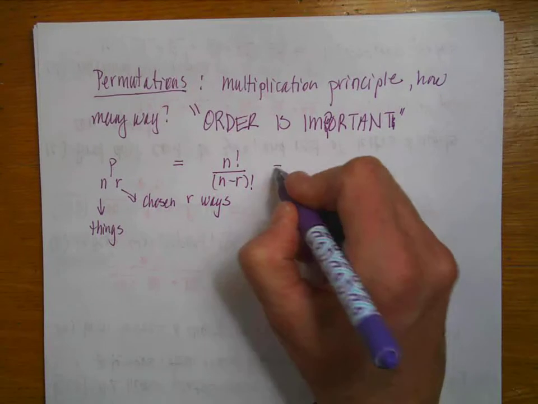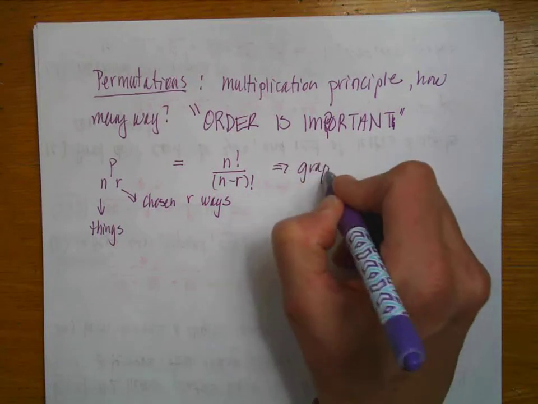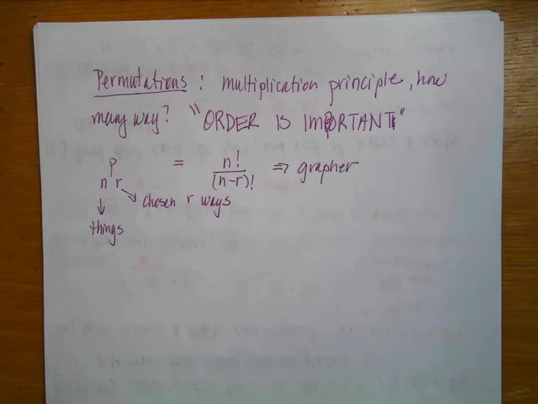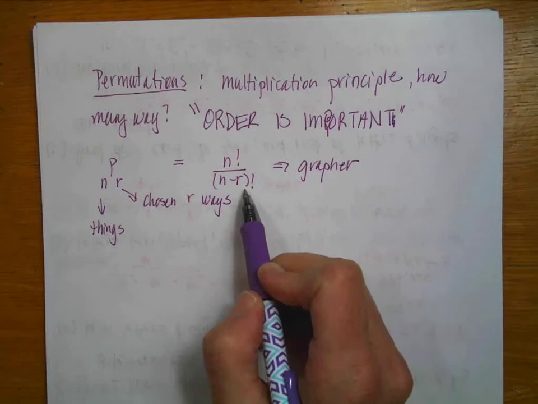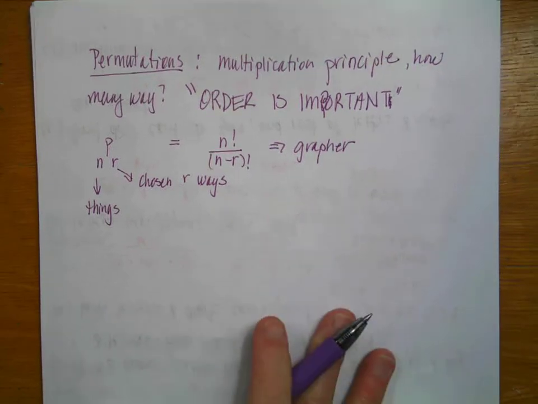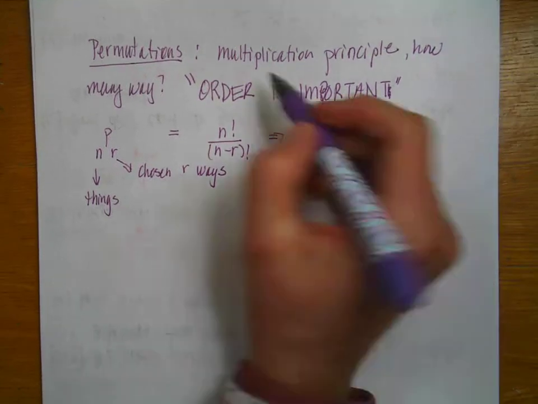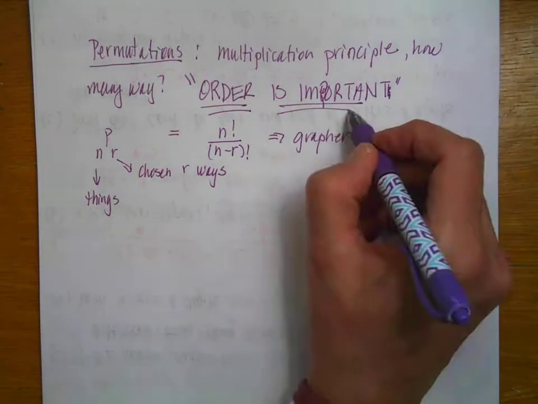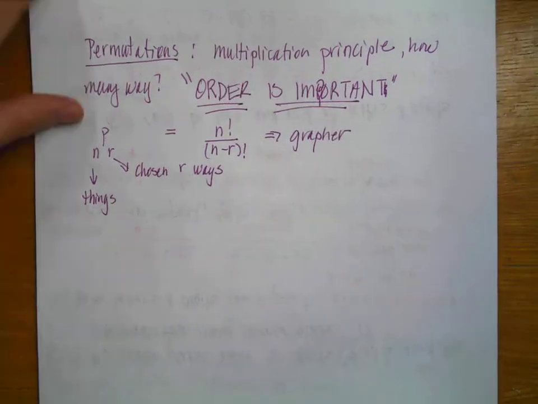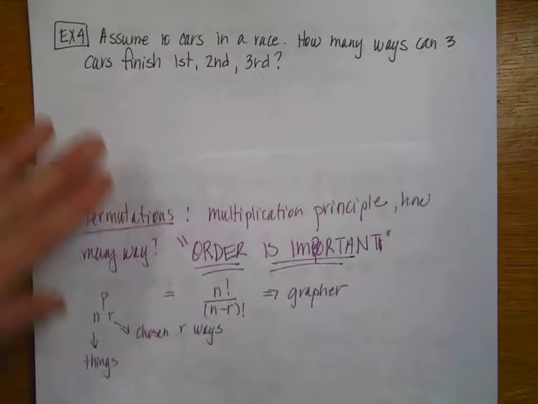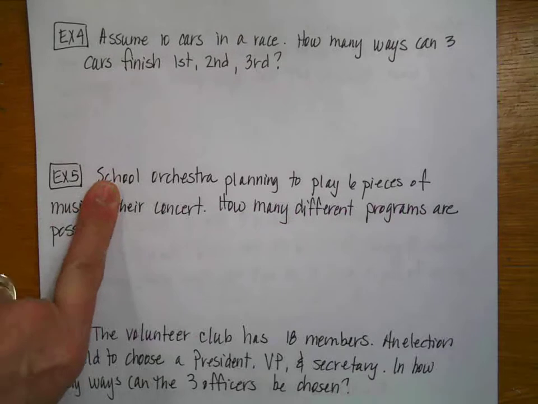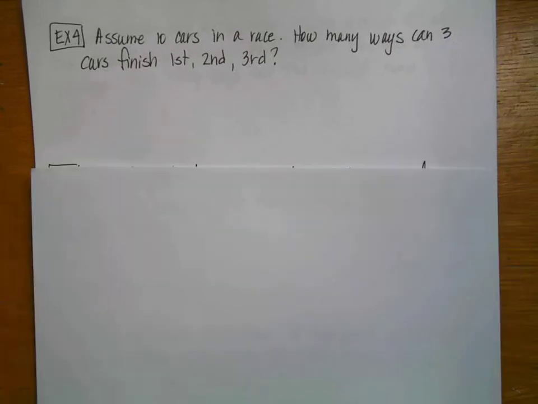But we have already talked about this, so I will be able to show you how to use your grapher, and I'll show you that in just a moment. So we are going to be able to use your grapher. You're not going to have to manage this individual formula. But the thing that's really important about a permutation is that the order is important. Okay? So now I'm going to move to example number 4. Let me get my blank piece of paper back.